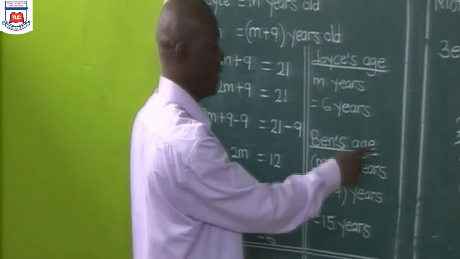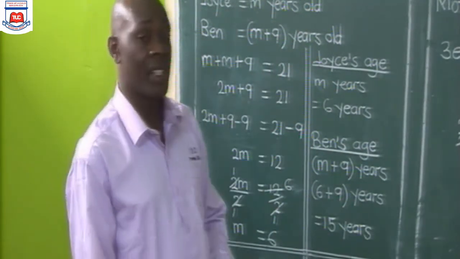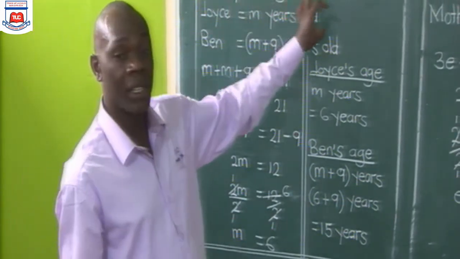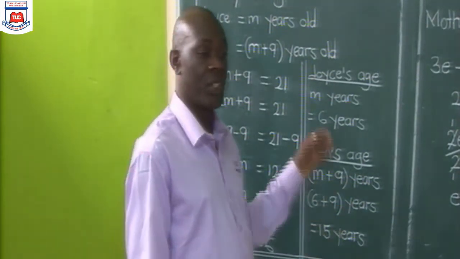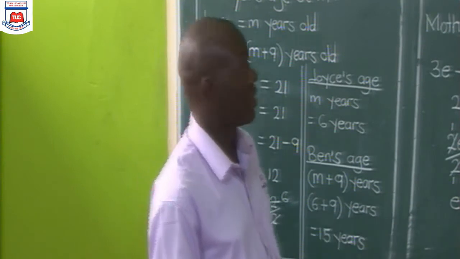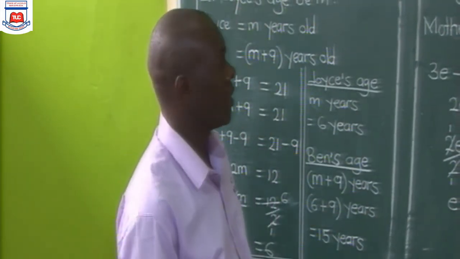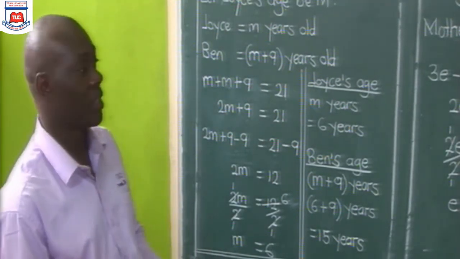Thus, Ben is 15 years old, and Joyce is 6 years old. In so doing, you will have answered the main question, which asks for the 2 individual ages. This is the way one deals with that number. But remember, no equation was given.